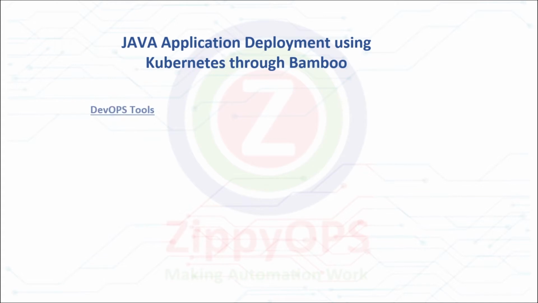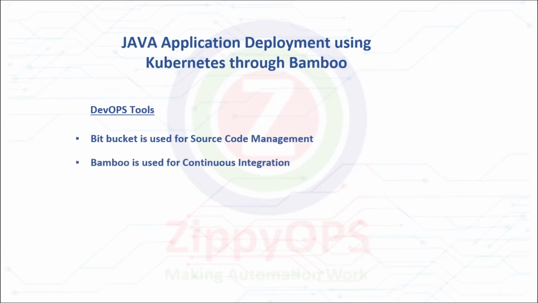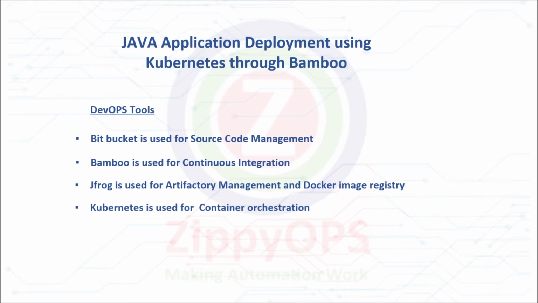The tools which are used in this Java application deployment are Bitbucket for source code management, Bamboo for continuous integration, JFrog for artifactory management and Docker image registry, Kubernetes for container orchestration, and Docker for containerization. Let's explore the workflow of Java application deployment, stage by stage.